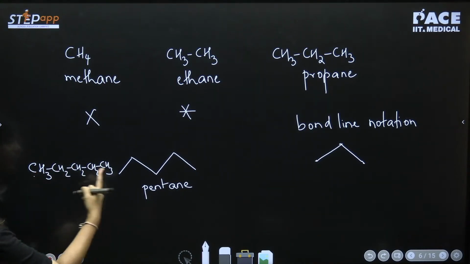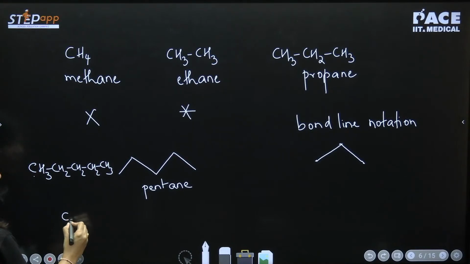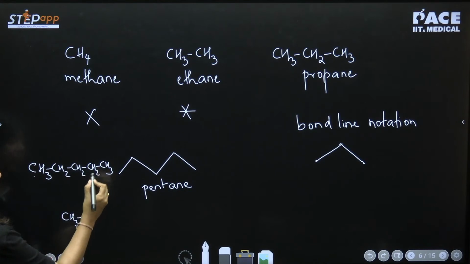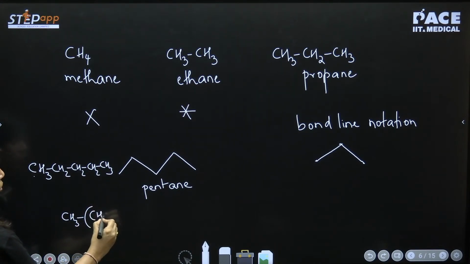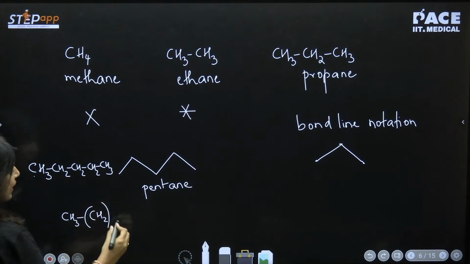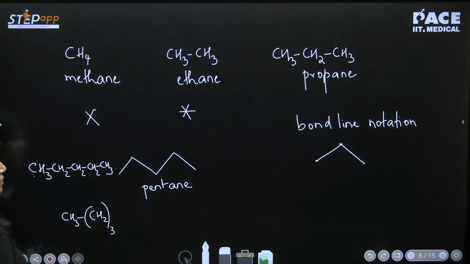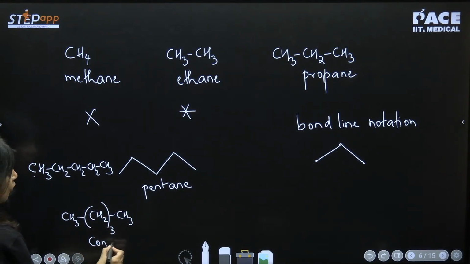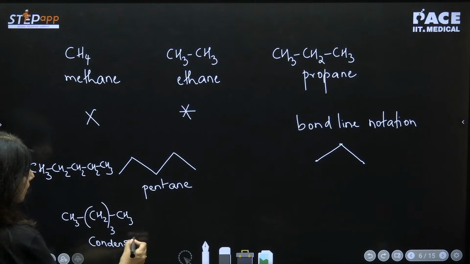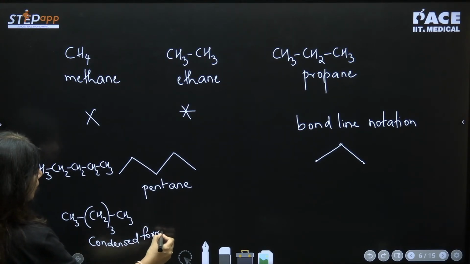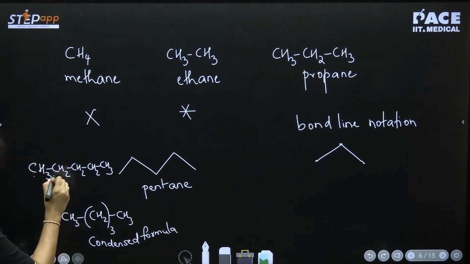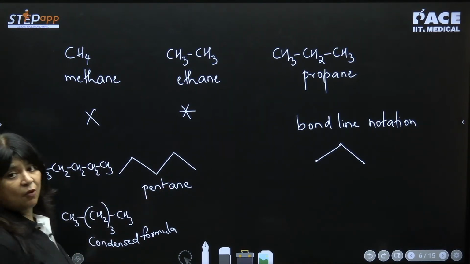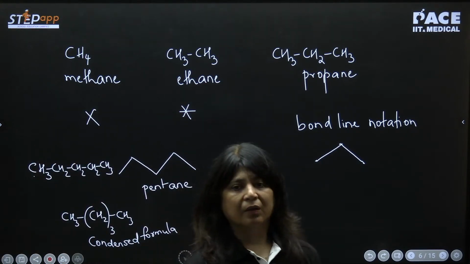The terminal carbons, that is the first and the last, we write them in the same way. There are 3 CH2 groups in between in the carbon chain. So those 3 CH2 groups, you write them inside a bracket and put a subscript as 3 and then your CH3. So this represents the condensed formula. This is the structural formula, the bond line notation of pentane, and this is the condensed formula of pentane.